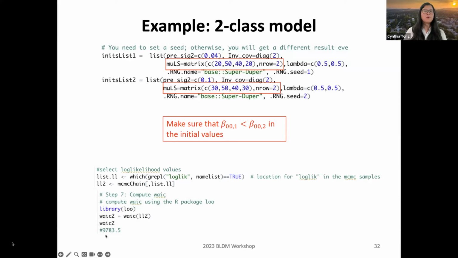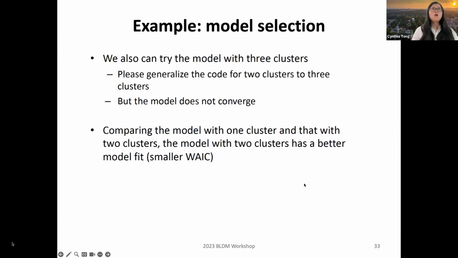Okay, and then the WAIC for the 2-class model is 9,783, which is smaller than the 1-class model, where the WAIC is 10,000 something. We can also try the model with 3 clusters; you can actually generalize the code from a 2-class model to a 3-class model. But with the non-informative priors, like we said in the model, the 3-class model just didn't converge.